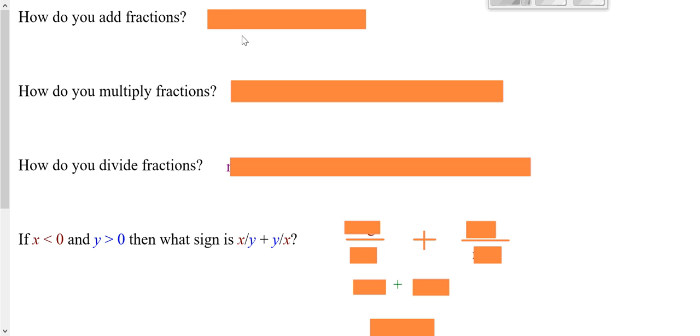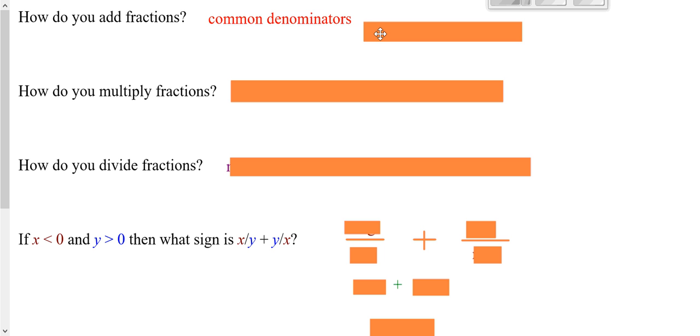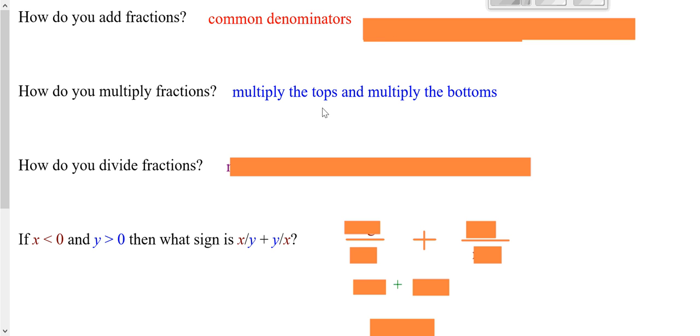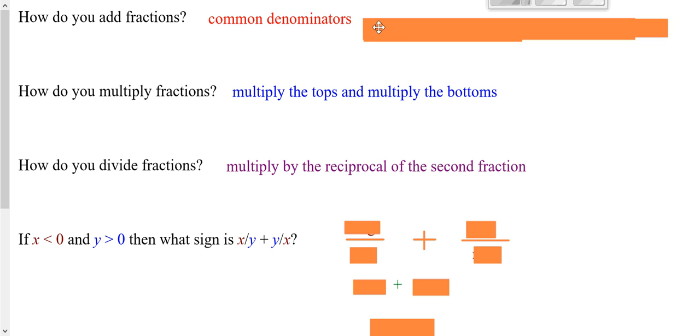So how do we add fractions? Well, to add fractions, you have to have a common denominator. How do you multiply fractions? Well, to multiply fractions, you just multiply the tops and multiply the bottoms. The tops are referred to as numerators. The bottoms are referred to as denominators. Well, what do you do for dividing fractions? Well, you multiply by the reciprocal, and it's always the reciprocal of the second fraction.